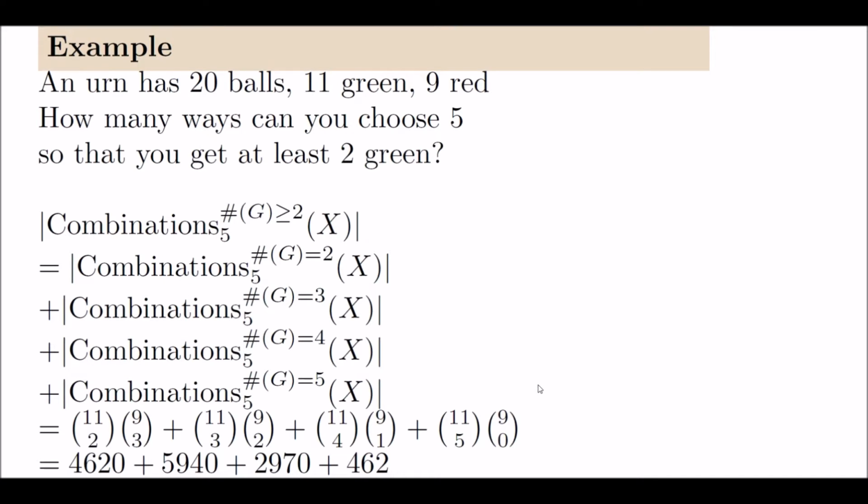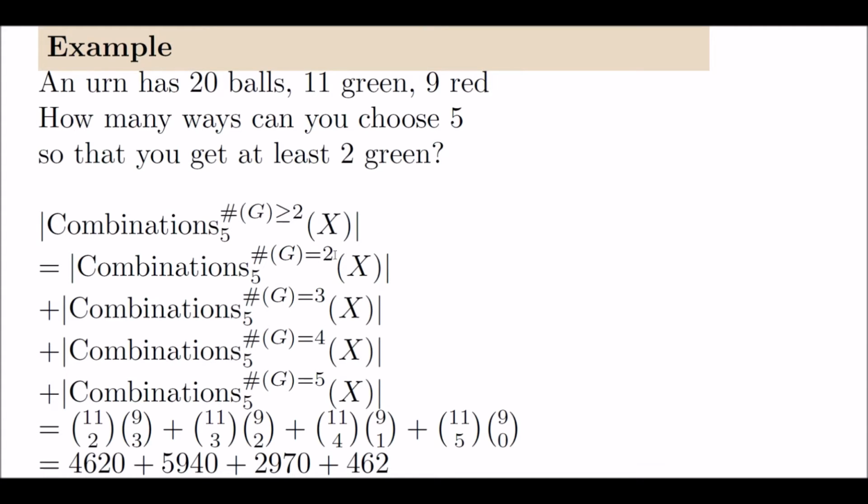If you want to know how many ways you could choose so many balls so that you get at least so many of a certain color, you could do something like this. So let's say an urn has 20 balls, 11 are green, 9 are red. I want to know how many ways you could choose 5 so that you end up with at least 2 green. So what I'm looking for is how many combinations of size 5 there are from X where the number of green balls is at least 2. So if I want the number of green balls to be at least 2, there's a couple of ways that could happen.